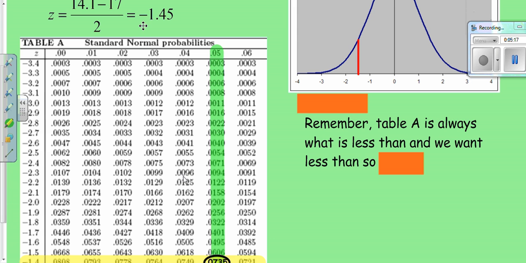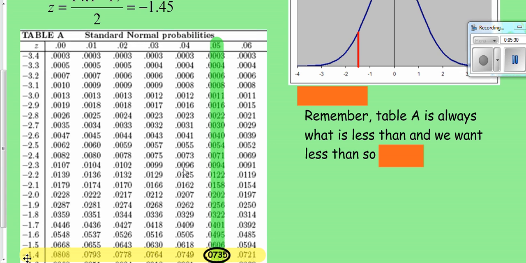We need to find, on the left-hand side, the first two numbers here tell us what to do on the left-hand side, negative 1.4. So we got to go down to negative 1.4 on the left-hand side. Oh, here's negative 1.4. Which column do we have to go over to? Well, the second number after our decimal point is 5, so we got to go to the 5 column. Come down that column over on that row. Oh, there we go. This table, remember, always tells us what's less than.